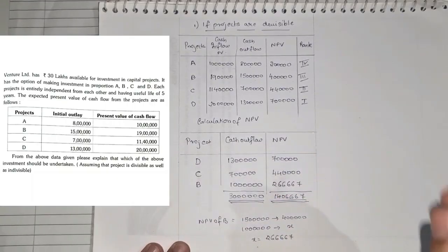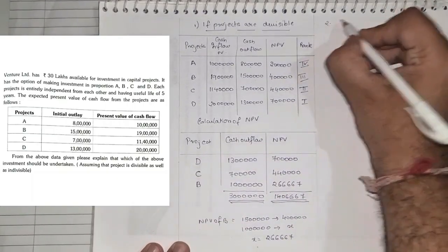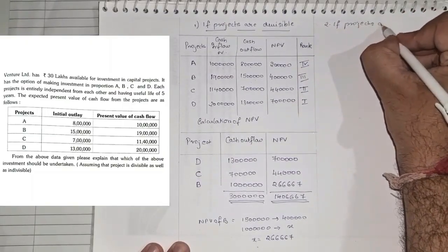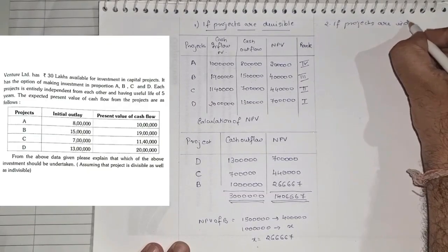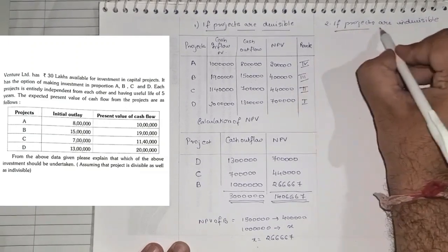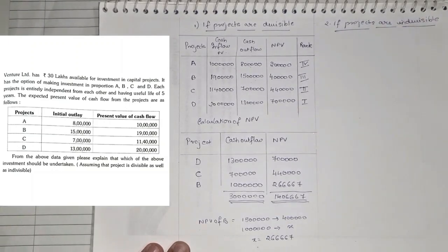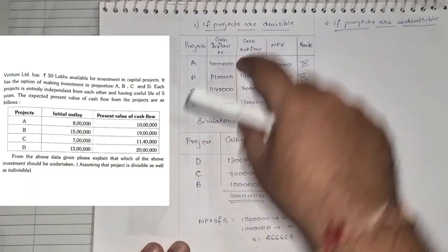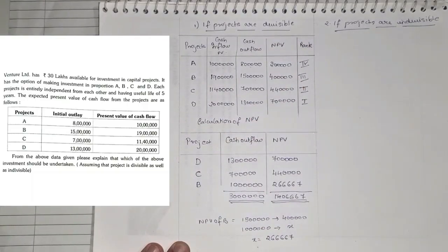Now let us see what if the projects are not divisible. So if the projects are indivisible, it means now this is like a trial and error basis. So we'll have to make various combinations. I cannot divide them, so I'll have to take the whole amount of outflow in order to get those answers. Okay, so see how we can do.